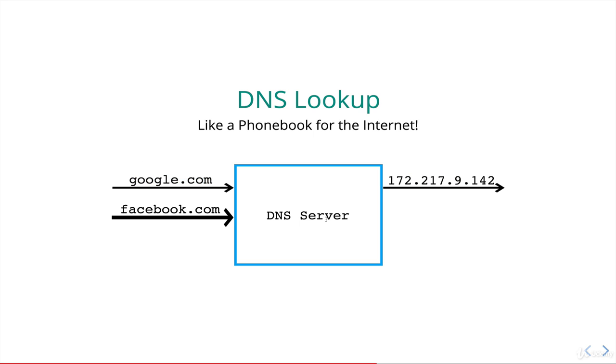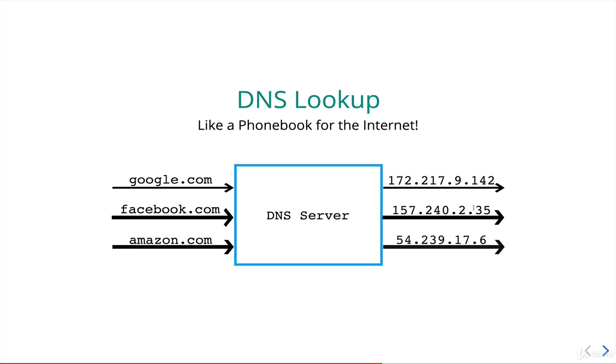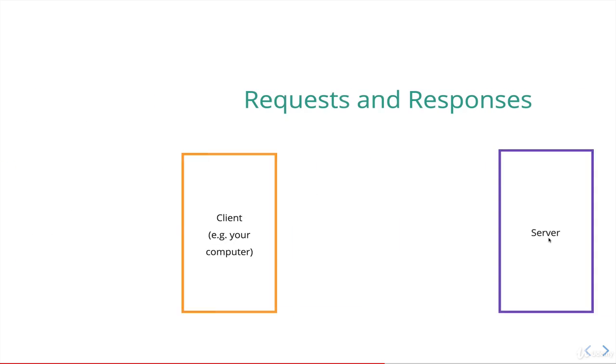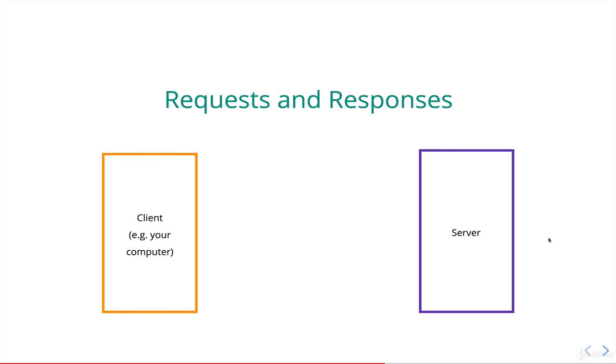Facebook.com, after I hit enter, I go to facebook.com. Before a request can be sent off, we have to know where to send it. So this might be Facebook's IP address. Same thing with Amazon. There are these unique IP addresses. So let's hone in on this request response cycle.